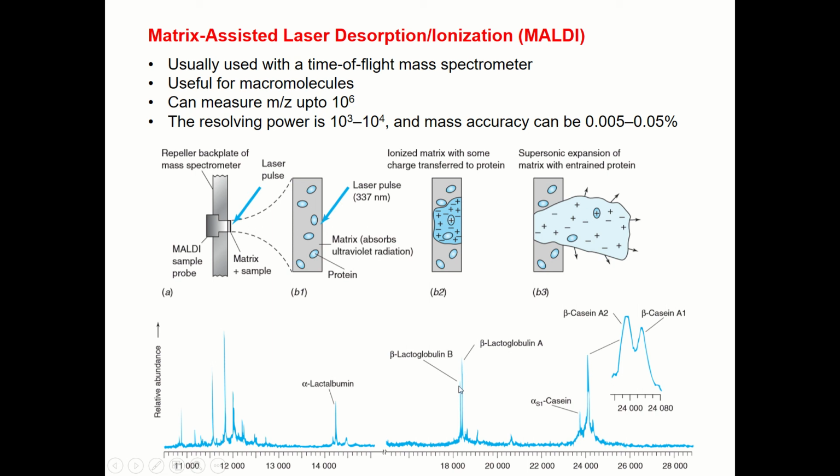You see the molecular peaks are visible. This is the casein peak, beta casein A1, this is A2, but look at the mass number. The mass number is quite high, 14,000. This is more than 24,000. So the mass number is quite high, but with this technique you can know the molecular weight very accurately. This is well adapted for studying macromolecules like proteins, right?